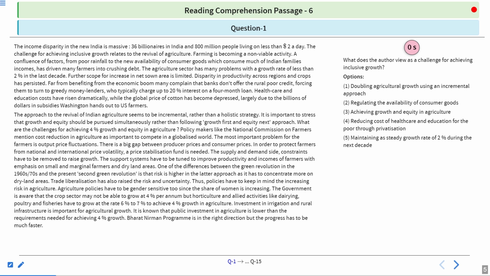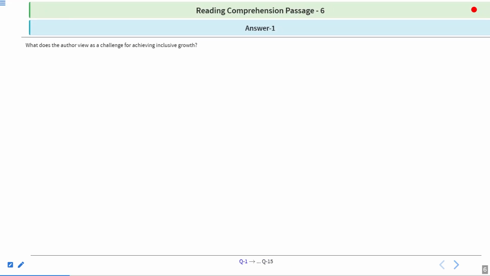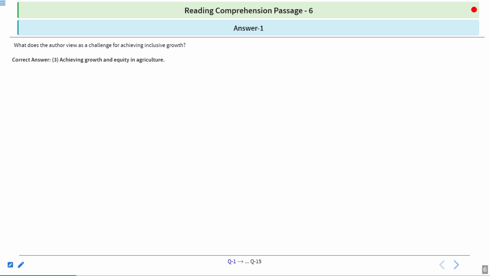I hope you've chosen the right one. Let's move to the correct answer. The correct answer is 3, achieving growth and equity in agriculture.